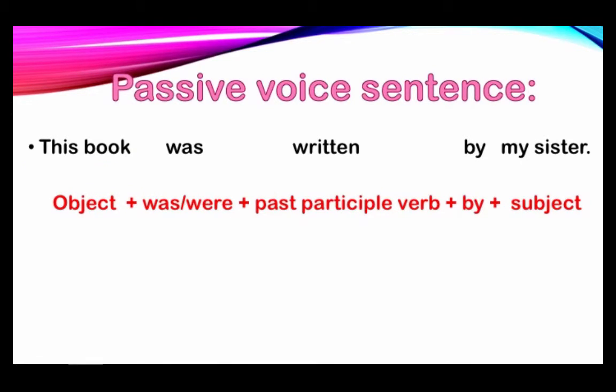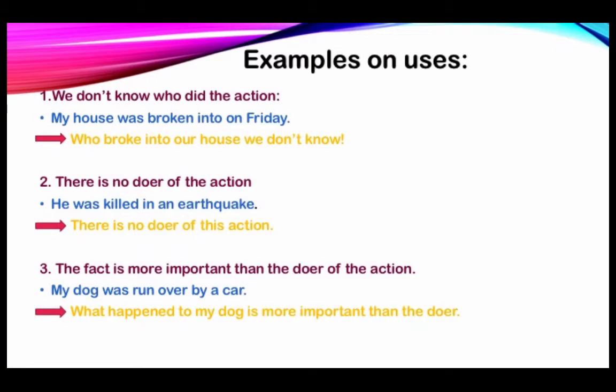Now let's write examples for the uses previously mentioned in our intro video. Remember? We don't know who did the action. My house was broken into on Friday. Who broke into our house? We don't know. Number two, there is no doer of the action. He was killed in an earthquake. There is no doer of this action.